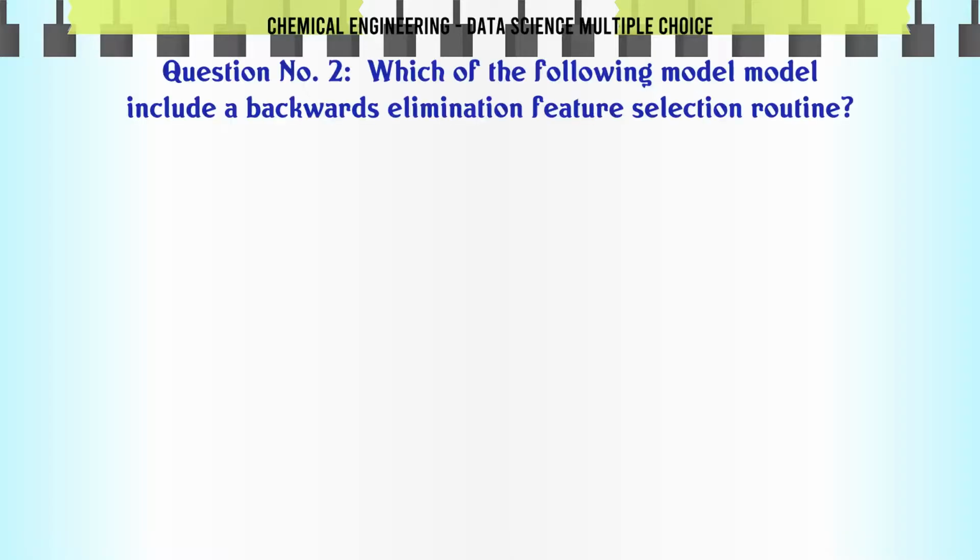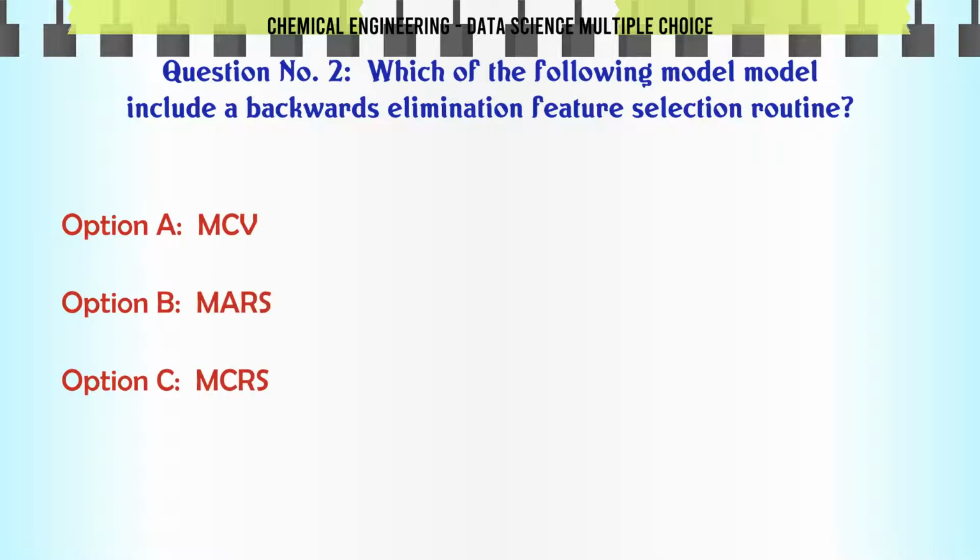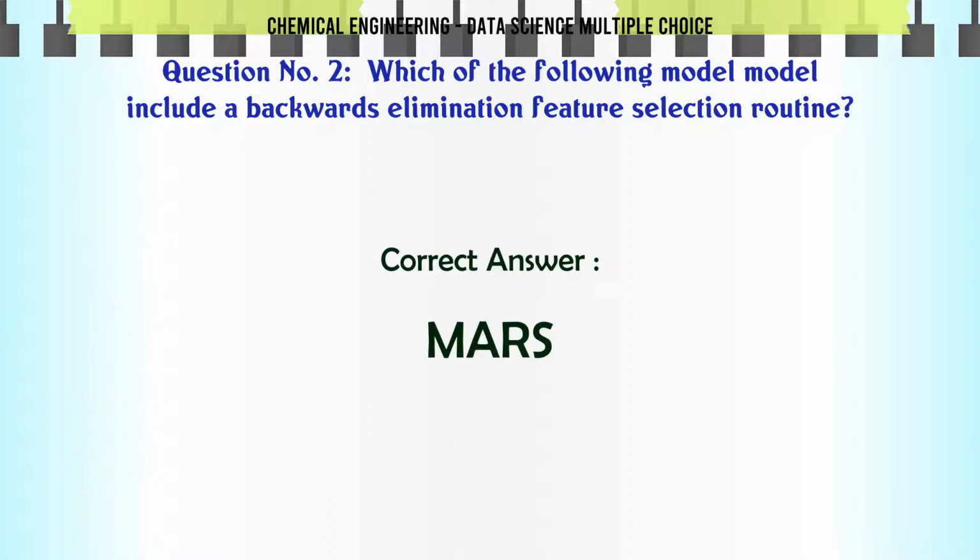Which of the following model include a backwards elimination feature selection routine? A. MCV. B. MARS. C. MCRS. D. All of the mentioned. The correct answer is MARS.